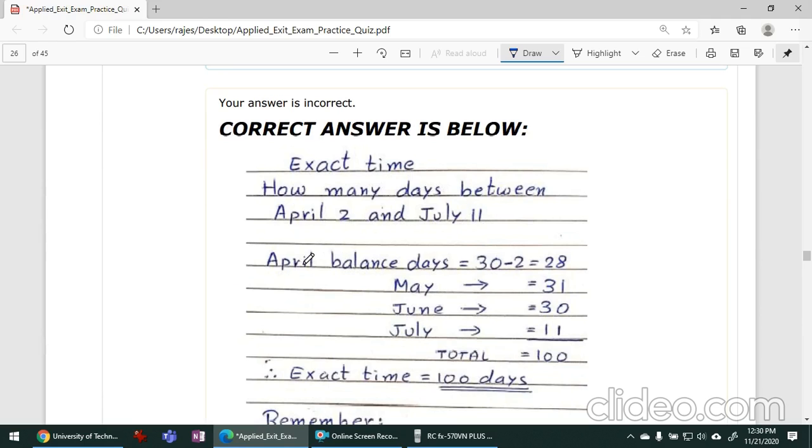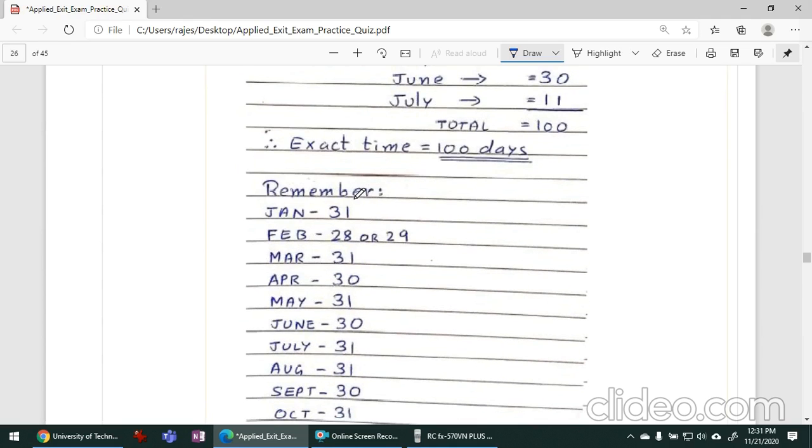April, how many days? We have 30 days. And you started the loan on the 2nd. So you have 30 minus 2, 28 days. May is 31 days, June is 30 days, and on July 11th you are giving back the amount. So in July you take 11 days. So total how many days? Total is 100 days. So exact time is 100 days. So you have to remember this.